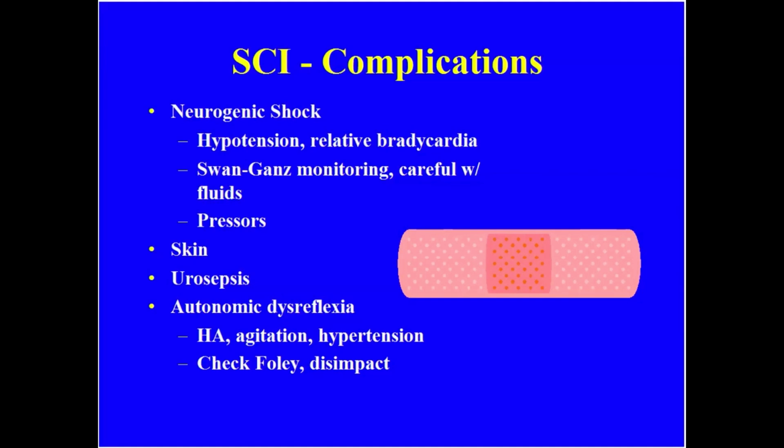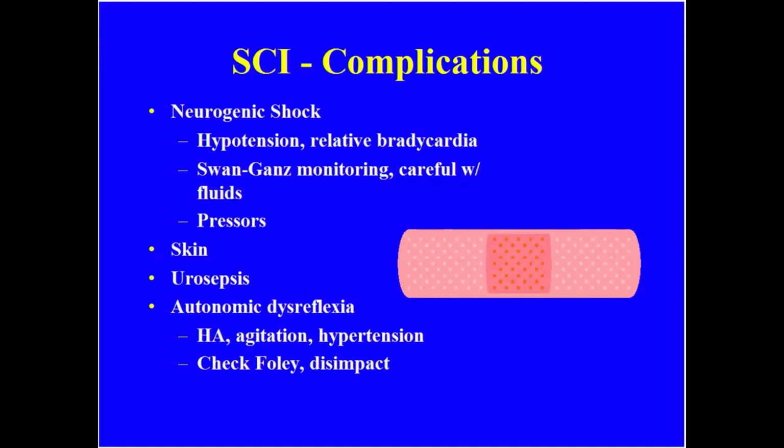Urosepsis used to be the most common cause of death in spinal cord injury. It's still one of the more common causes. And again, the treatment is prevention. Strict aseptic technique when you catheterize the patient in the emergency room. You leave the catheter in for about 3 days because many times these patients are diuresing. You don't want to let the bladder get distended.